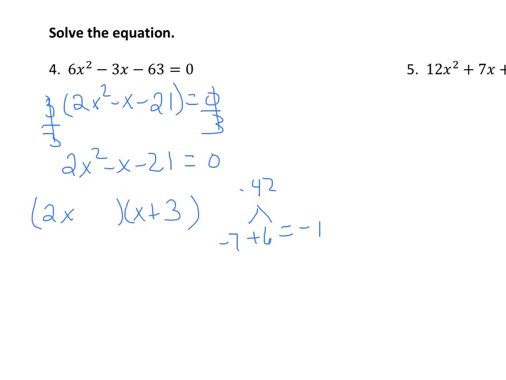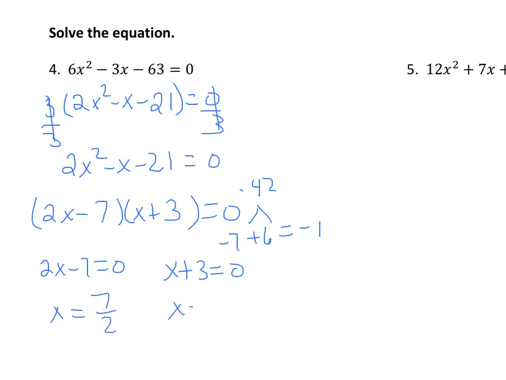What do you multiply 1 by to have it equal negative 7? Negative 7. See how negative 7 times 3 is negative 21? They always have to equal that. Now, we're not done though. See, now you got to go 2x minus 7 equals 0, x plus 3 equals 0. So you get x equals 7 over 2, x equals negative 3. There's our two x-intercepts, or the solutions to the equation. Okay? Let's look at another example.